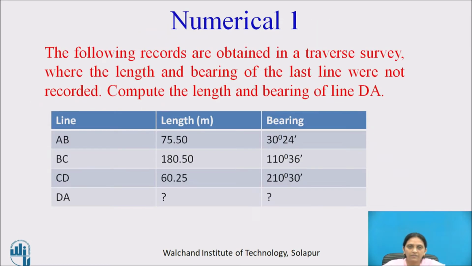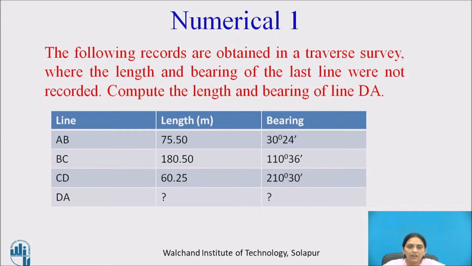Consider a numerical. These are the readings taken from the theodolite and are obtained in a traverse survey, where the length and bearing of the last line were not recorded. Compute the length and bearing of line DA.